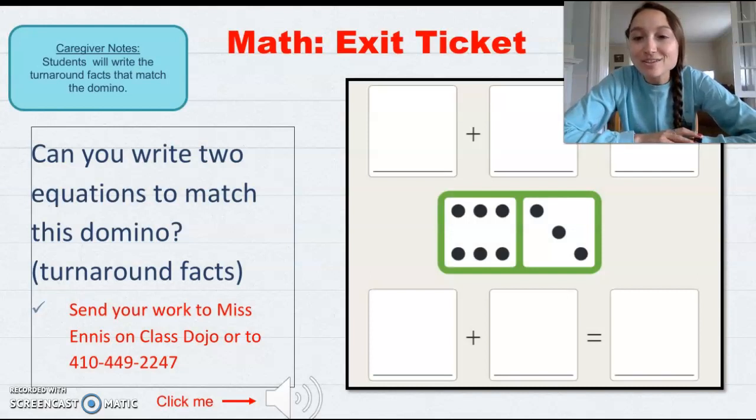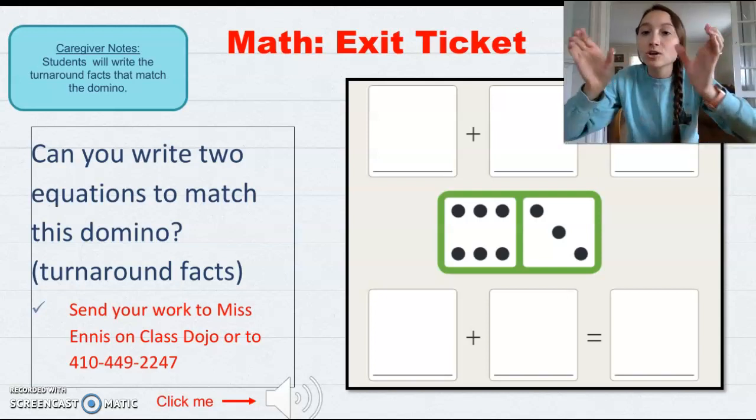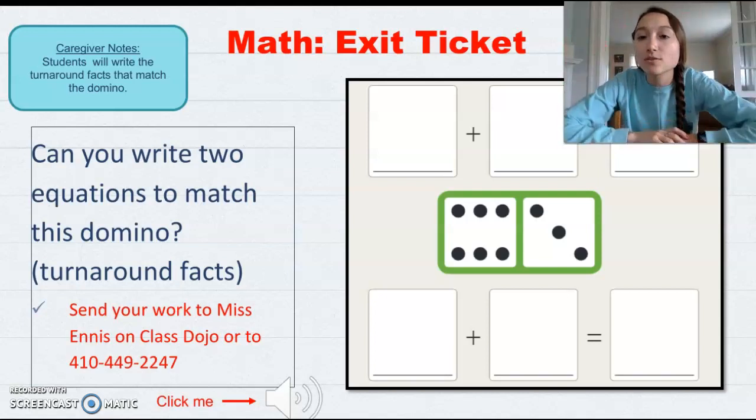Okay, boys and girls, now it's your turn to show me what you've learned. See the domino on your screen? You are going to write the turnaround facts to match this domino. Send your work to Miss Ennis. Remember, when we write a turnaround fact, the total does not change. We simply switch or turn around the two groups.